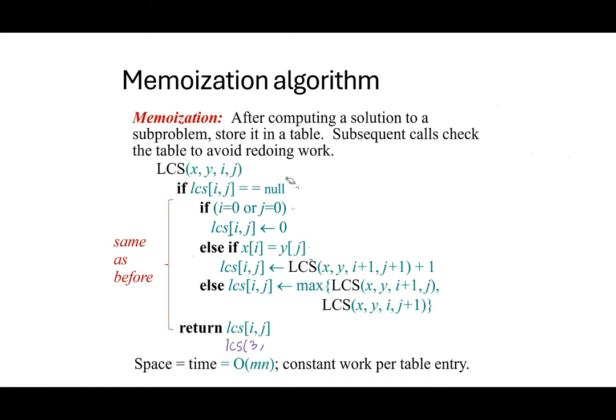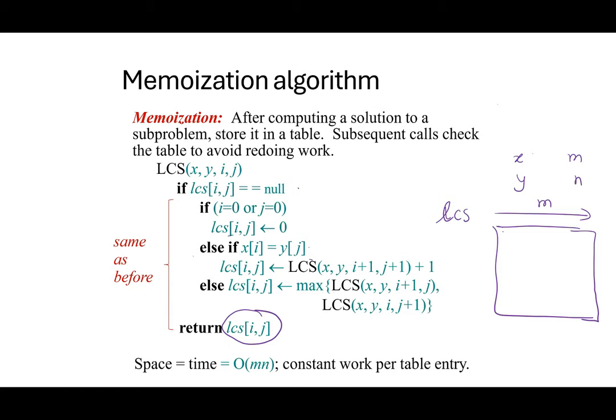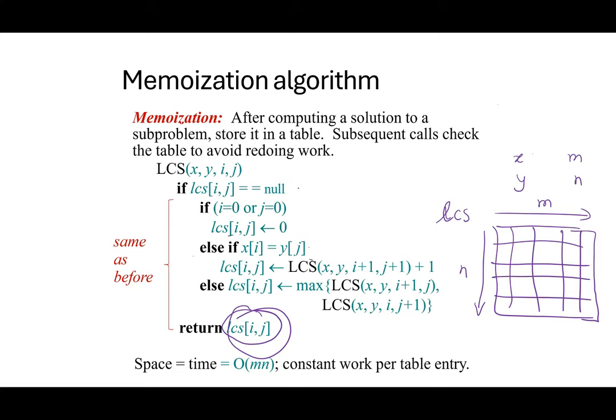And what is the space for this? Just keeping this memory. How much space does this memory take? It's the length of x, which is m, and the length of y, which is n. So the LCS table looks like this. This is the LCS memory table. It has m columns and n rows, so it's m times n space just to maintain this memory. So this is the memoization technique.